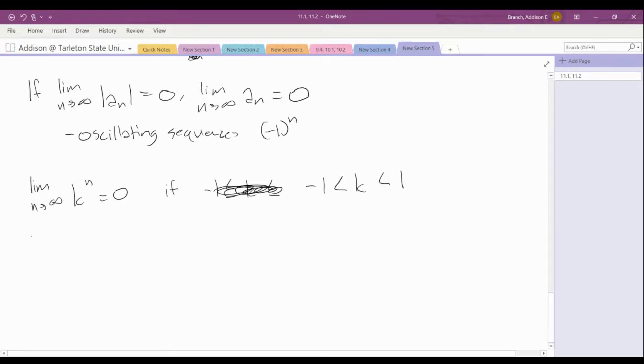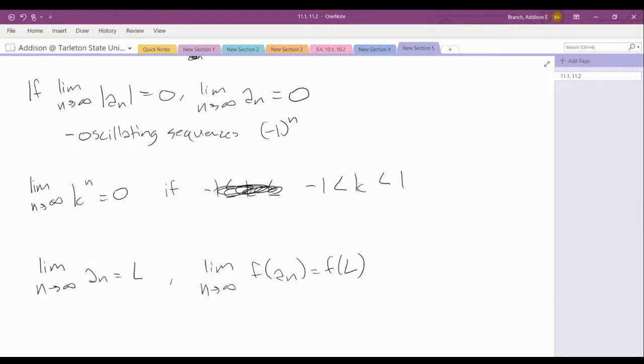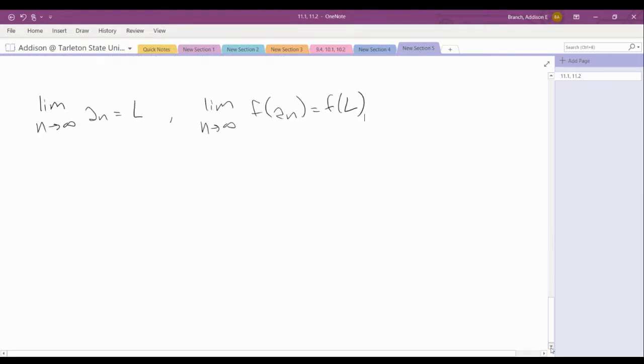And the last one I want to talk about mentions that if the limit as n approaches infinity of some sequence equals L, then the limit as n approaches infinity of f of a sub n is equal to f of L. This one looks kind of weird, but essentially what it means is that if we have a composite function, we can solve for the limit of the inside and then plug that into the outside to find our final result. So now let's go ahead and do a few example problems.